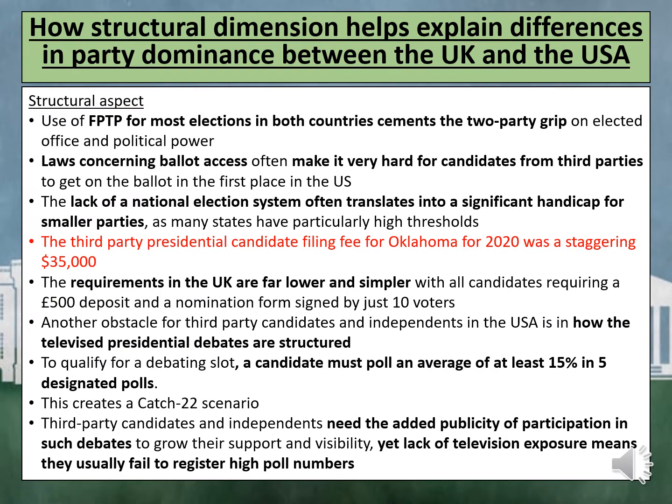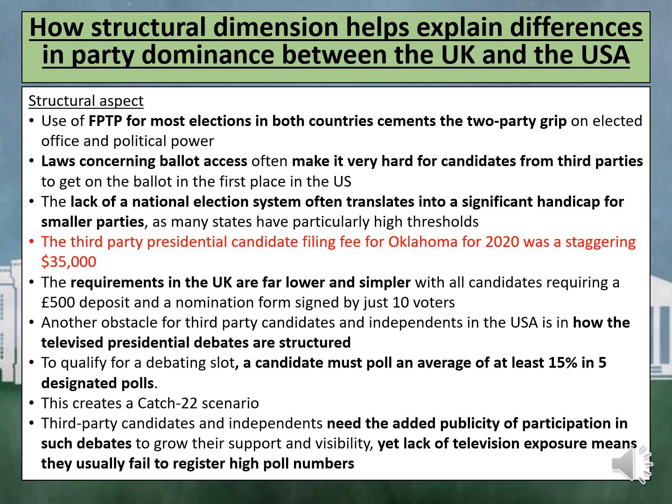Now let's look at the structural aspect of third party dominance. The use of the first-past-the-post system for most elections in both countries cements the two-party grip on elected office and political power. Laws concerning ballot access often make it very hard for candidates from third parties to get on the ballot in the first place in the US. The lack of a national election system often translates into a significant handicap for smaller parties, as many states have particularly high thresholds. The third-party presidential candidate filing fee for Oklahoma for 2020 was a staggering $35,000.